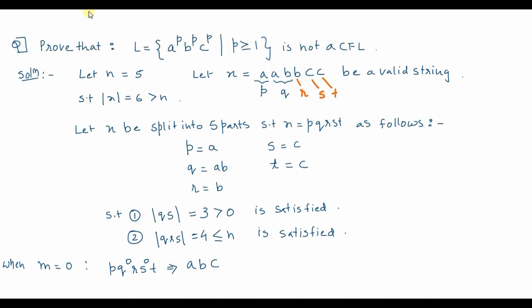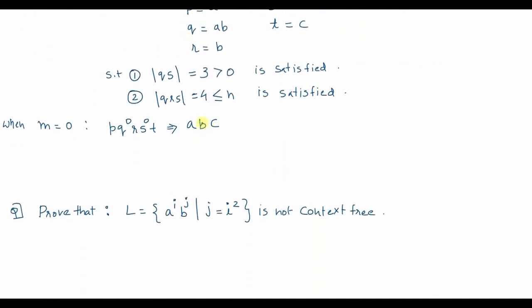Now the valid strings are what? The number of a's, number of b's and number of c's in the given string should be equal. Now for this a, b, c, equal number of a's, b's and c's.